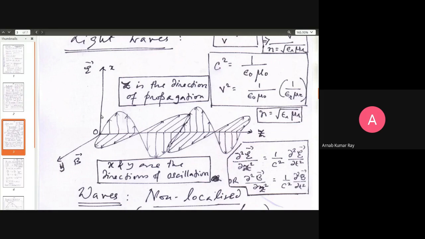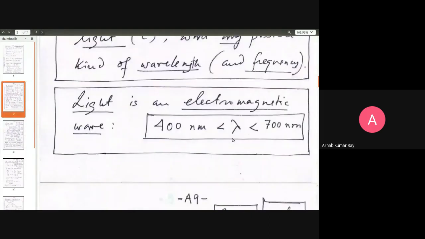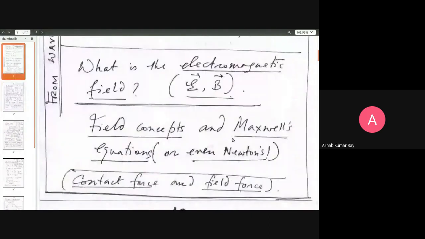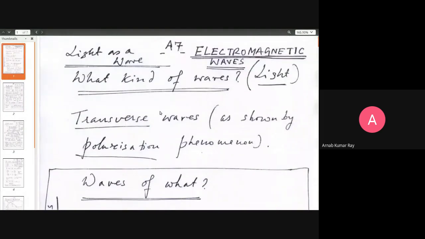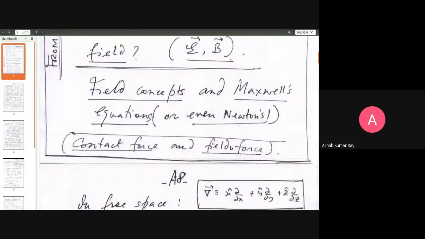Remember, E crossed with B will give you the direction of propagation. So E cross B is the direction of propagation. We discussed this point in the last tutorial. I would just like to return to this one particular word, polarization. It's a transverse wave as shown by the polarization phenomenon. What do we mean by polarization?